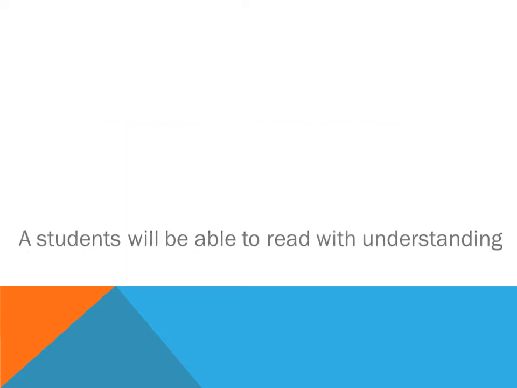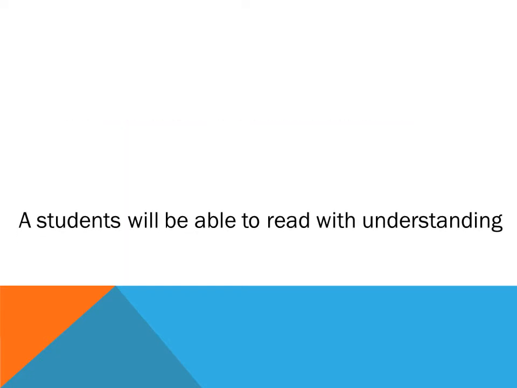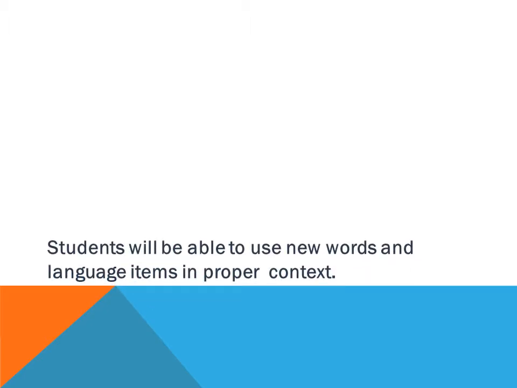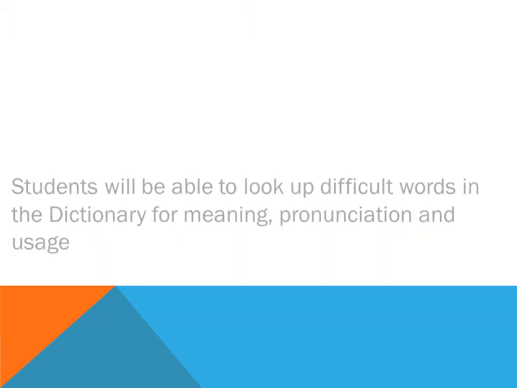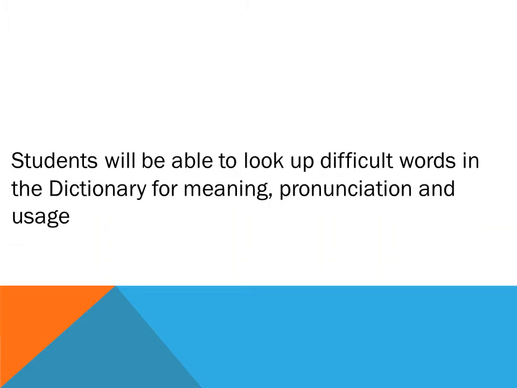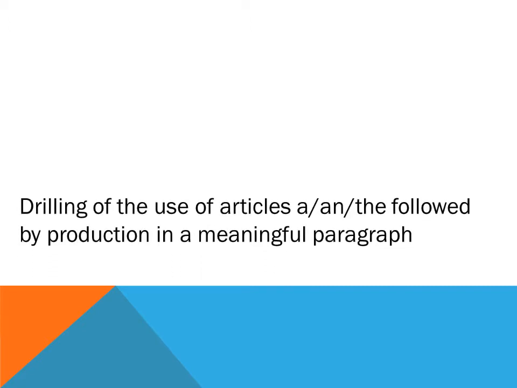Objectives of the lesson are: a student will be able to read with understanding. Student will be able to use new words and language items in proper context. Student will be able to look up difficult words in the dictionary for meaning, pronunciation and uses. Drilling of the use of article a and the followed by production in a meaningful paragraph.